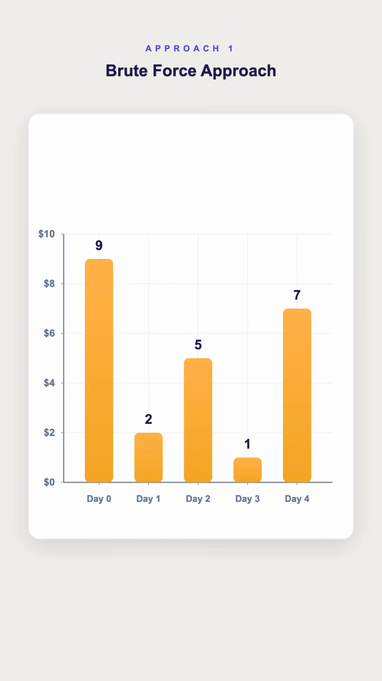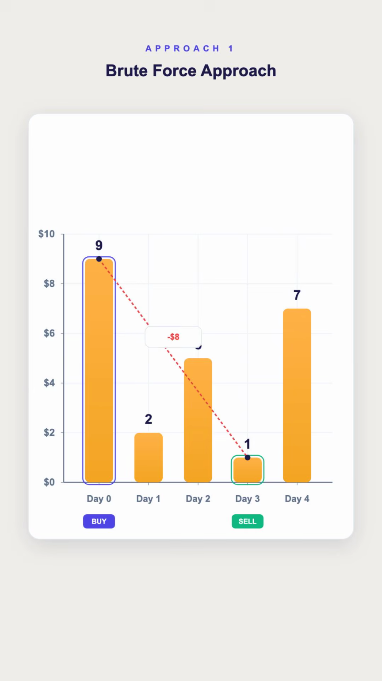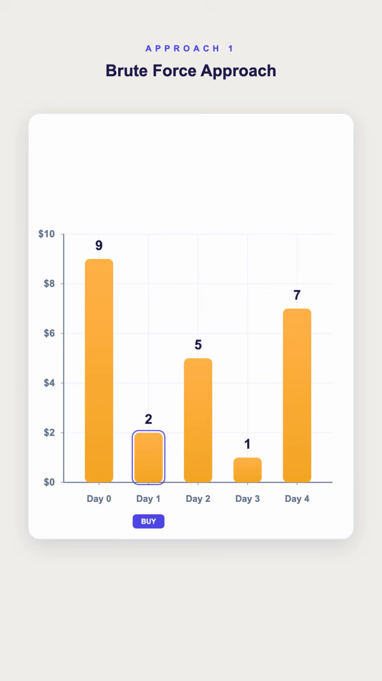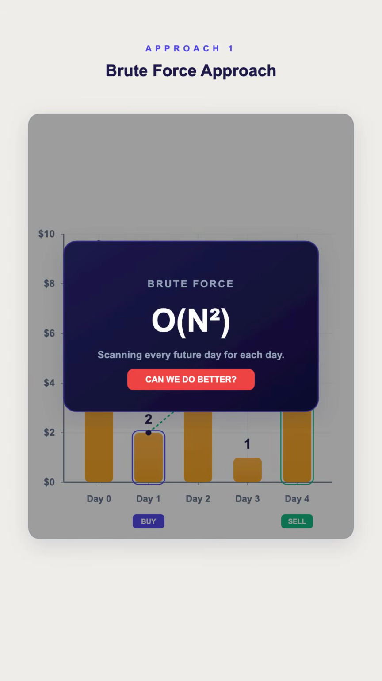Now, the most straightforward way to solve this problem is, for every day, try buying the stock on that day, and then try selling on every future day while keeping track of the best profit we can make. So if we buy at 9, we compare it with 2, 5, 1, and 7. Then we buy at 2 and compare it with every future price again. And we keep doing this for every position in the array. For every element, we are scanning the rest of the array again, which gives us a time complexity of O of n squared. Can we do better?